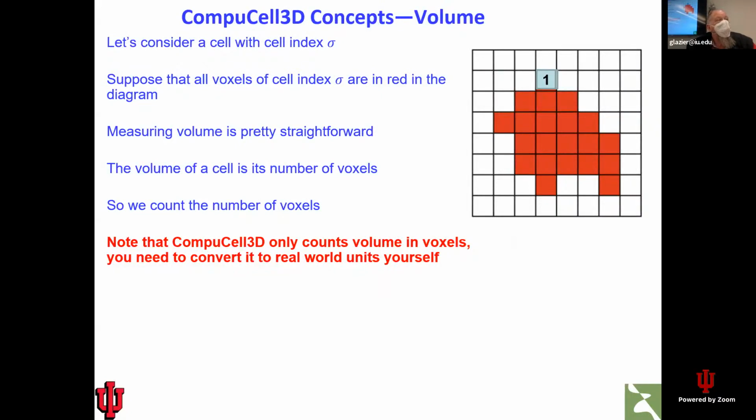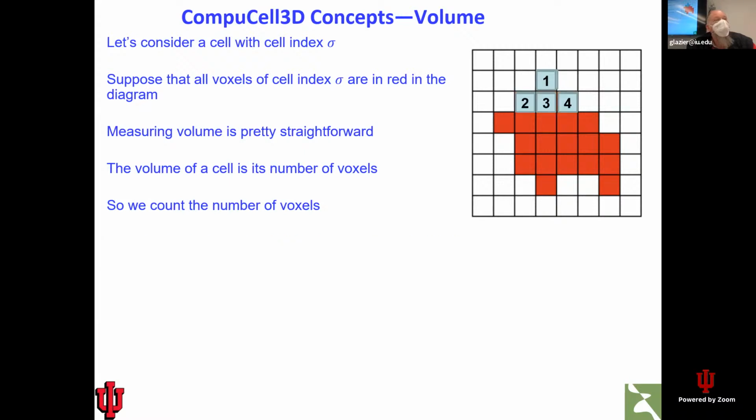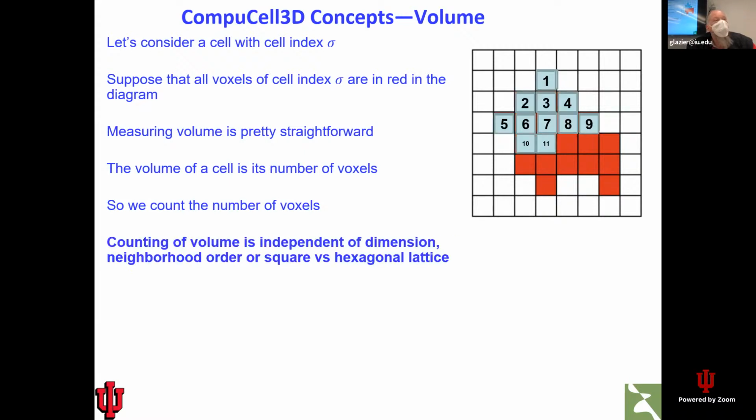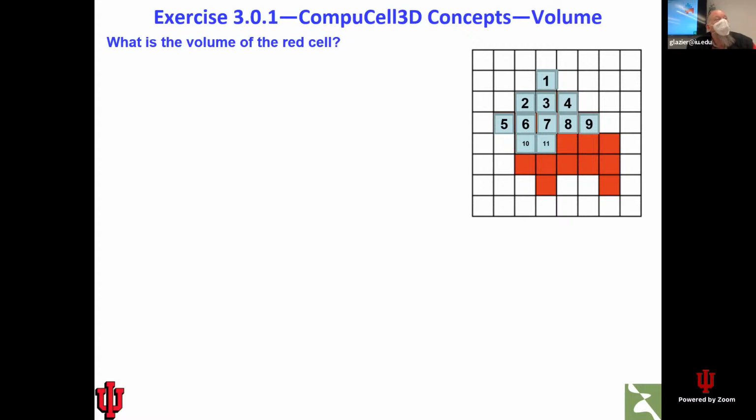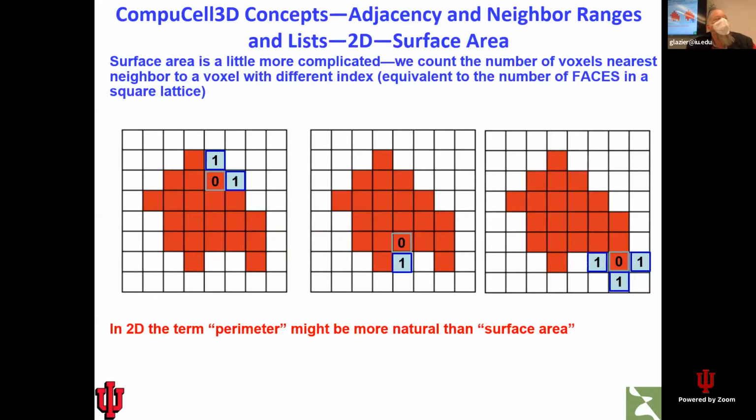Volume is a pretty straightforward concept, as I mentioned, because every cell is labeled, and therefore you count how many voxels there are with that label. So here I have voxel 1, 2, 3, 4, 5, 6, 7, 8, 9, 10, 11, 12, and so on. It's a sort of embarrassing in-class exercise, but what is the volume of my red cell? I get 21. Surface area is a little bit more complicated.